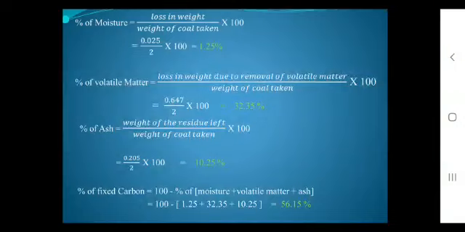Now for fixed carbon, we have to subtract these three from 100. So percentage of fixed carbon is equal to 100 minus (percentage of moisture plus volatile matter plus ash), which is 100 minus (1.25 plus 32.35 plus 10.25), and we get 56.15%. So this is the analysis done: percentage of moisture 1.25, volatile matter 32.35, ash 10.25, and fixed carbon 56.15%. So this is all about proximate analysis.